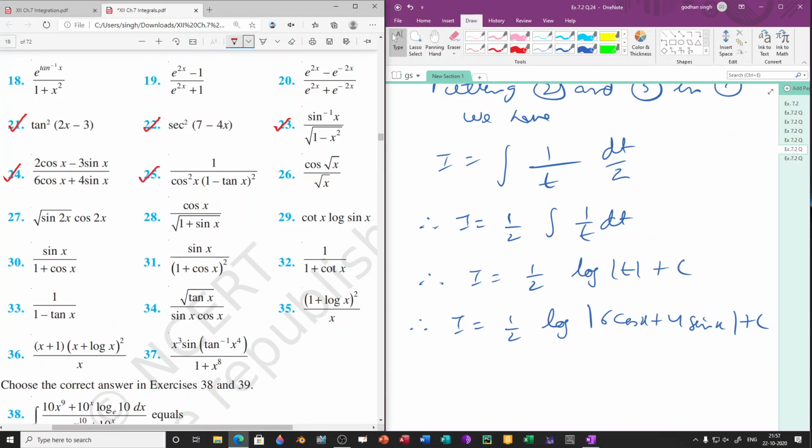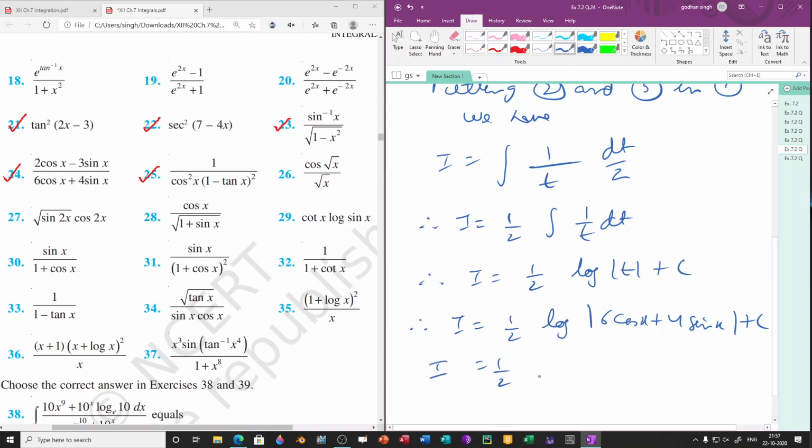Now we'll go to question number 25, and before that, one small point: at the end of the textbook it is given that I equal to half log of 3 cos x plus 2 sin x plus c. That answer and this one are both the same. Why? Because from both terms we can take 2 common. So what we get here is I equal to half log, and taking 2 common, we get 2 times (3 cos x plus 2 sin x), plus c.